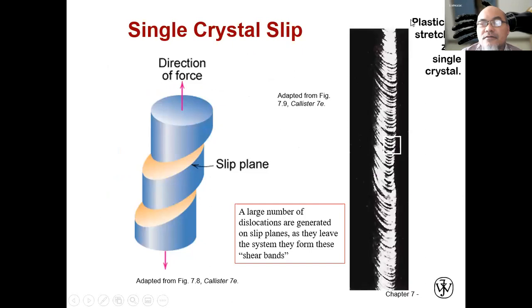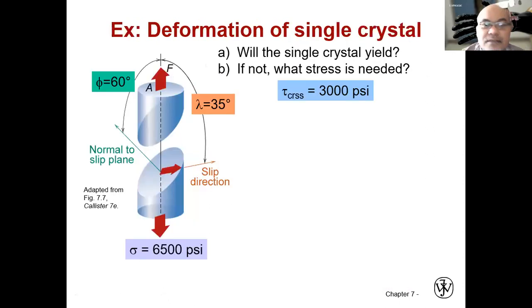And this is what can be seen from a plastically stretched zinc single crystal: deformation will occur along the slip plane of its crystal system. In the direction of the force, slip plane will occur. A large number of dislocations are generated on the slip planes as they leave the system. They form these shear bands. Example for deformation of single crystal.